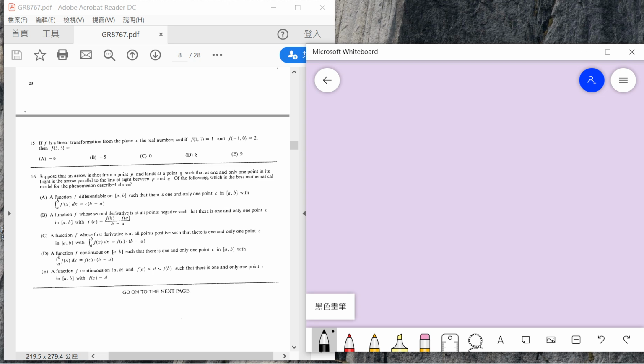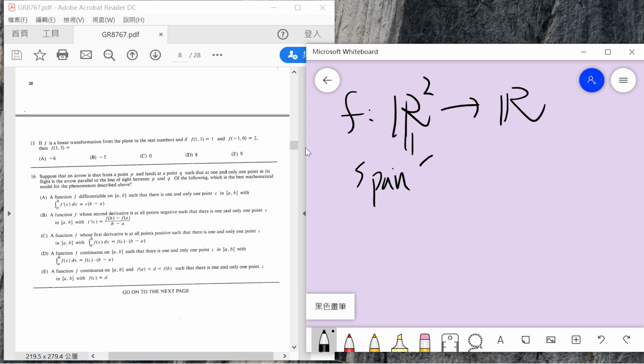Okay, so say that f is a linear transformation from a plane to the real numbers, and you know that f of (1, 1) is 4 and f of (-1, 0) is 4, and it asks you about f of (3, 5). So linear means that f can be viewed as a map from the plane to the real numbers, and this plane can be viewed as the span of (1, 1) and (-1, 0).